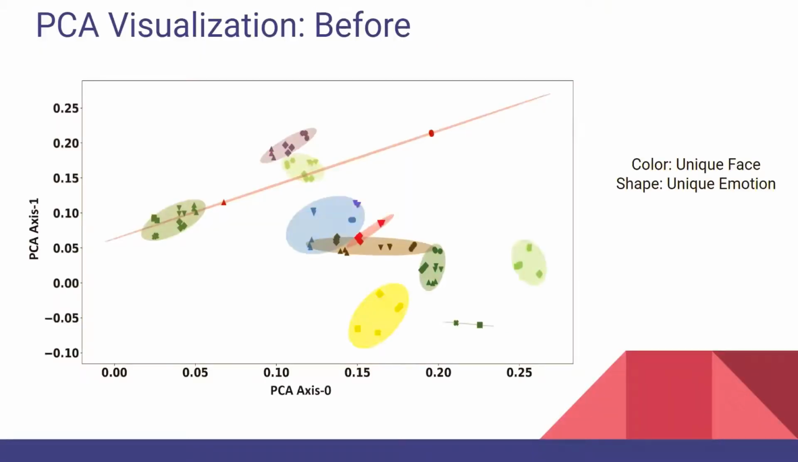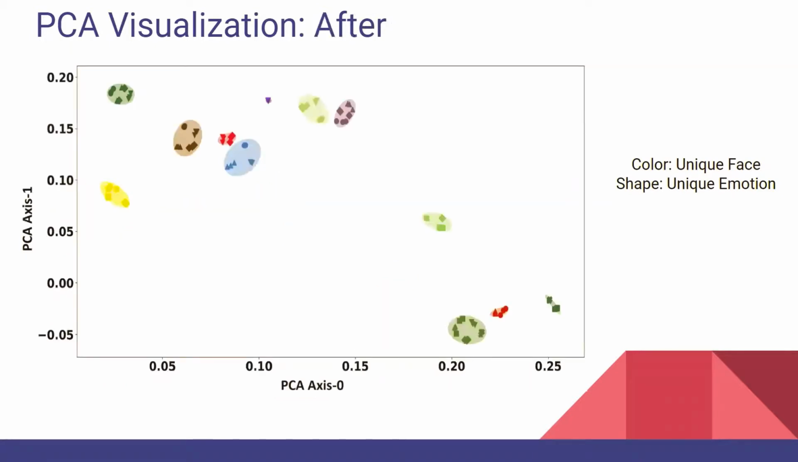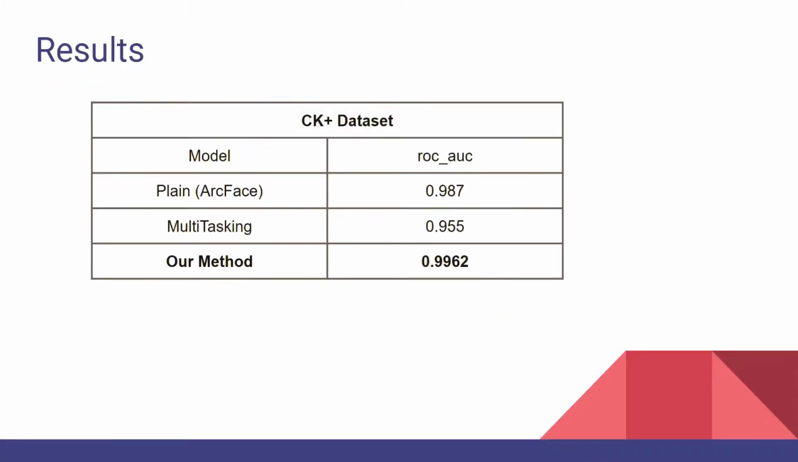Here is the principal component visualization before imposing geometric constraints. As can be seen, there is high intra-class variance in the embedding space. Here, we see the PCA visualization after imposing geometric constraints. As can be seen, it's highly organized and there's low intra-class variance. Quantitative results also show our methods generally outperform when geometric constraints are placed in the embedding space.